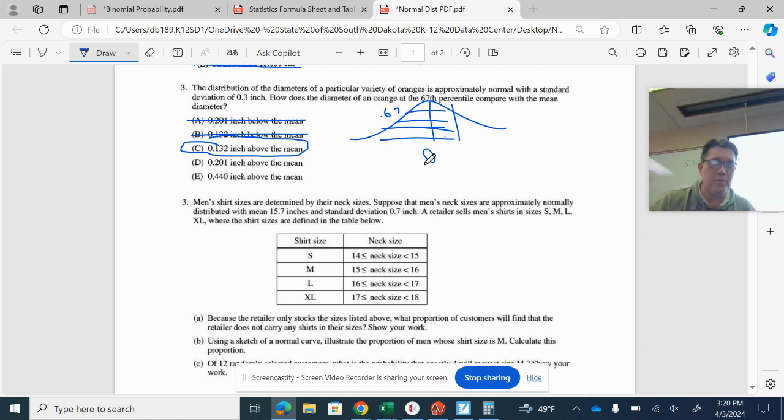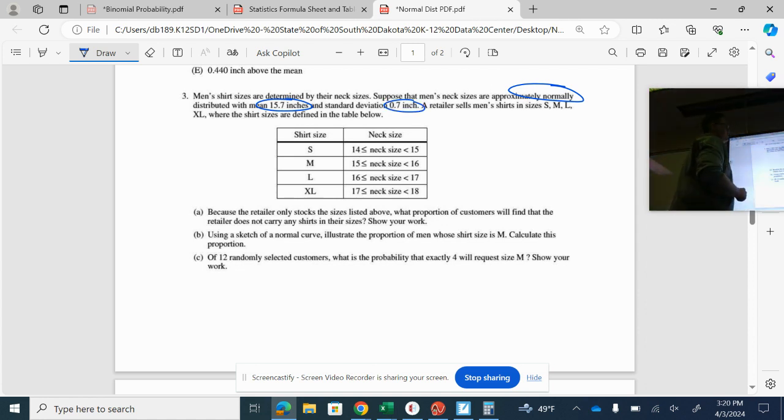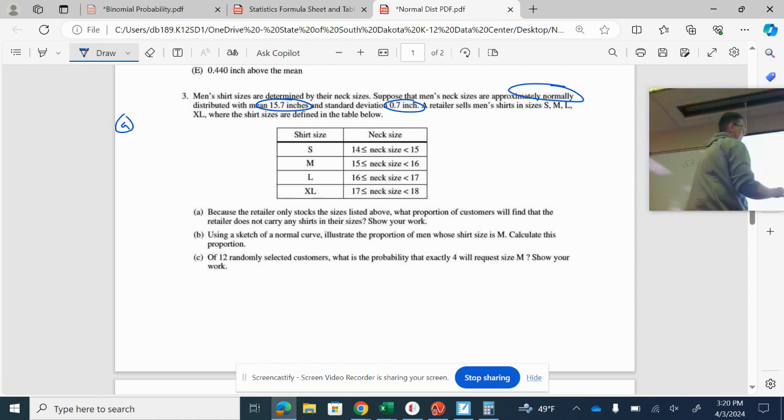All right, so number 3. I had to redo this video because I messed up number 3, I think almost entirely on my other videos, so that's why I'm redoing this one. Hopefully I get it right this time. Men's shirt sizes are determined by the neck sizes. They're approximately normal. They have a mean of 15.7, standard deviation of 0.7. Okay, so a couple things. I'm going to do part A, kind of in this whole area up here. We'll get B and C done down there.